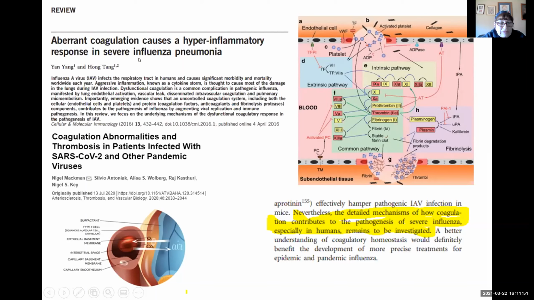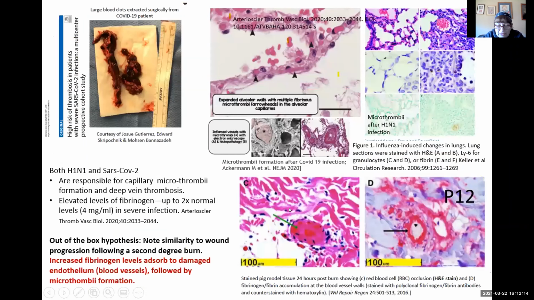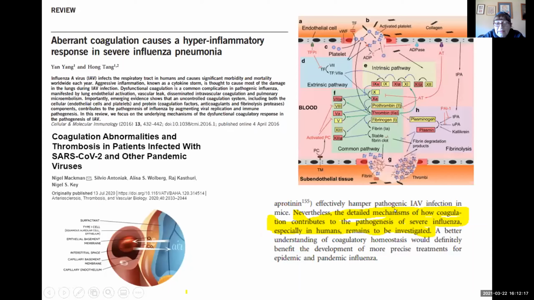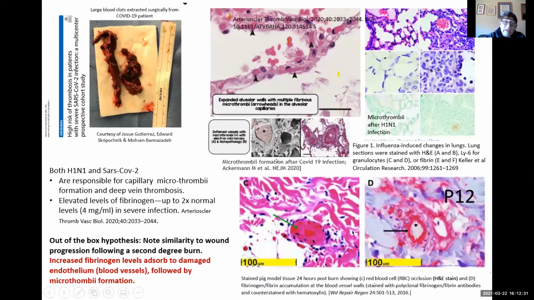tons and tons of papers that have appeared recently about aberrant coagulation that occurs both with SARS-CoV-2 and, here the important part, other pandemic viruses. And the conclusion of all these papers is that even though a lot is known about this in all this body of literature, a good model, a detailed mechanism of how the coagulation contributes to pathogenesis of even influenza, let alone SARS-CoV-2, which is more recent, has to be investigated at a molecular level. Now, what have they got in common?